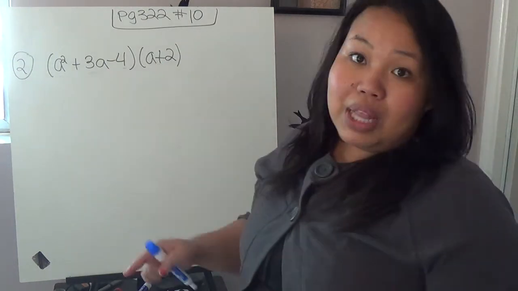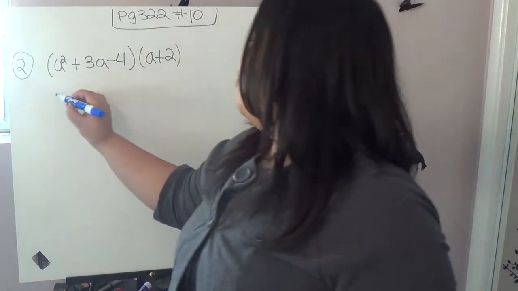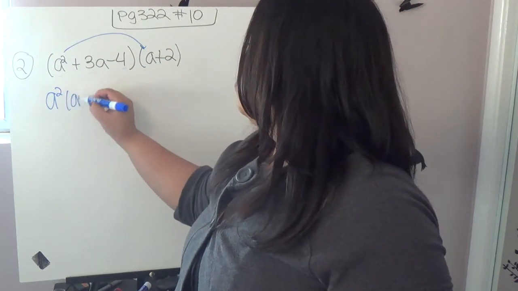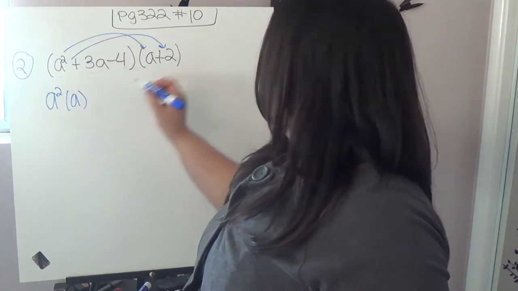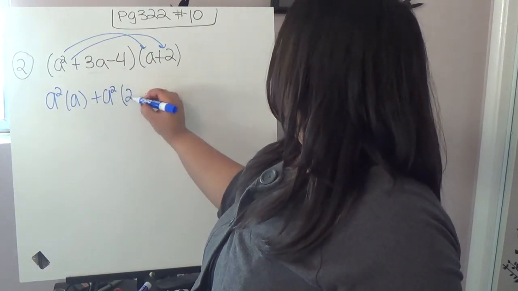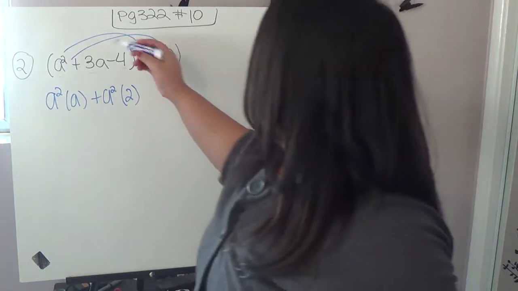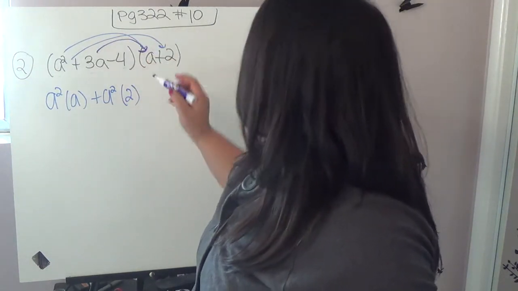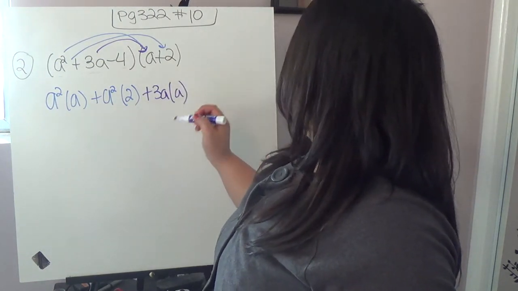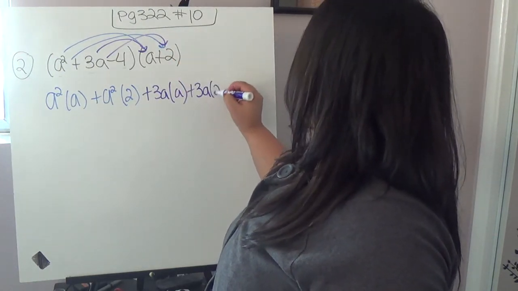So this again I apply because there's no plus or minus here. So I'm multiplying both of them. So here I have a squared. And I'm going to multiply it by a. And then a squared, positive a squared. And I'm going to multiply it by 2. Alright? My next one is 3. I'm going to do the same thing. It's positive 3a. I'm going to multiply it by a. And then positive 3a. I'm going to multiply it by 2.